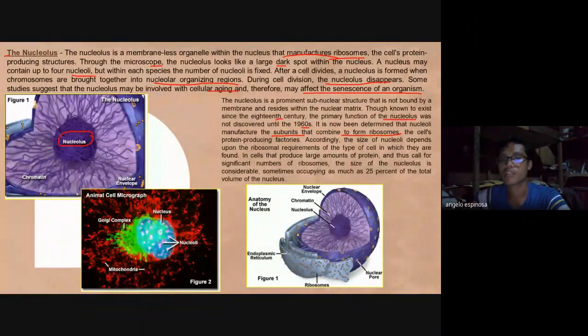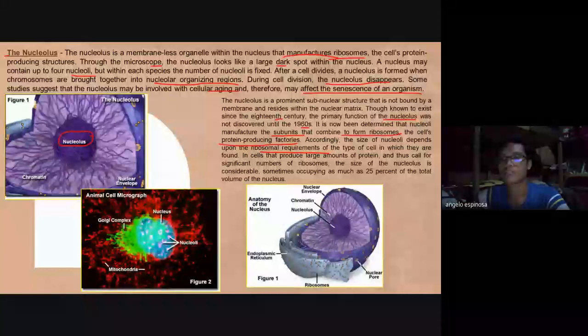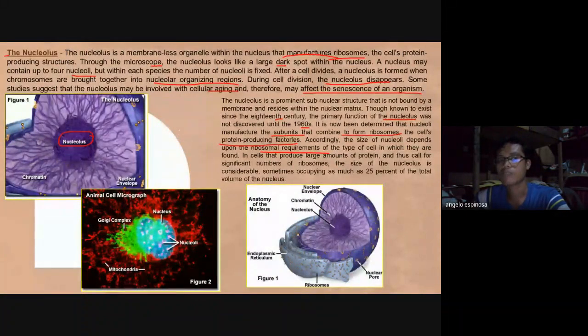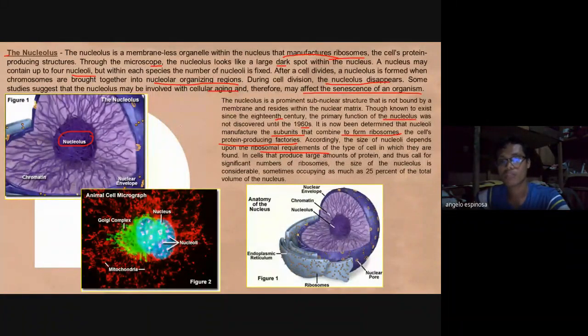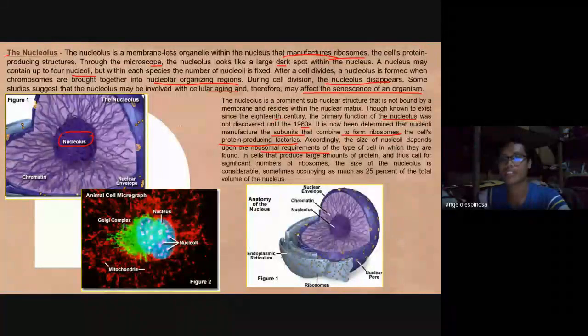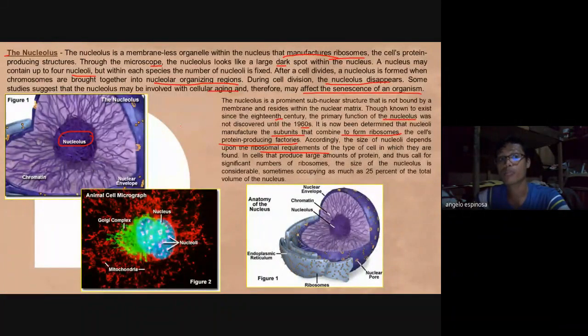The nucleus is rich in the cell's protein-producing factories, so the size of the nucleus depends upon the ribosomal requirements of the type of cell in which they are found. Kaya minsan may taong mataba, taong payat, no? If they are mataba, ibig sabihin yung nucleus nila are producing more ribosomes. We know that ribosome is the producing factory of protein, right?